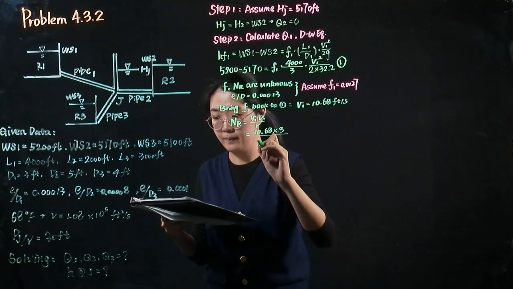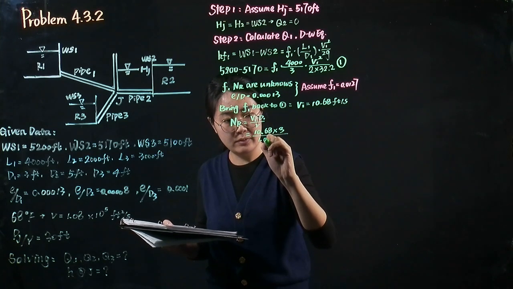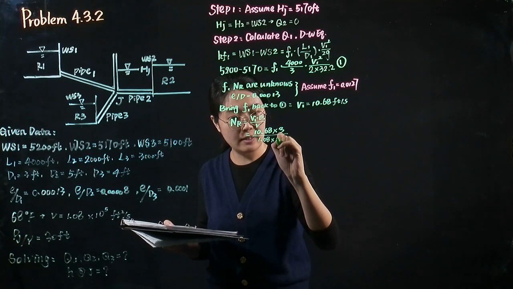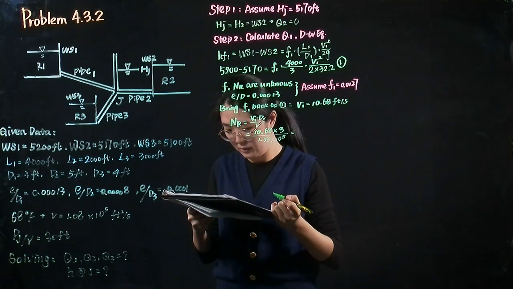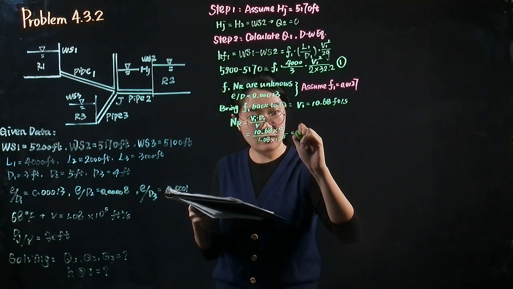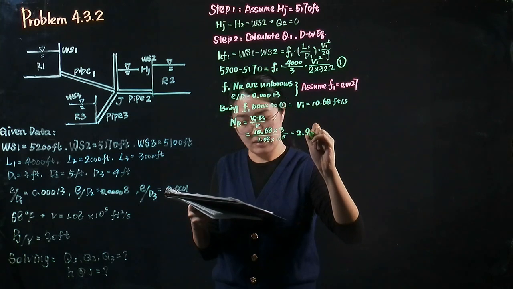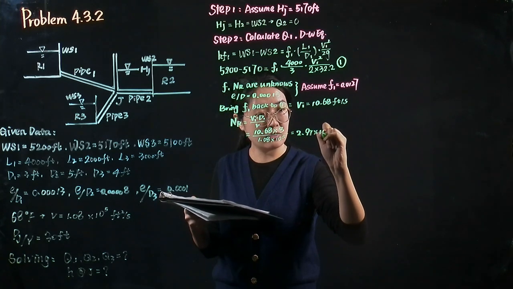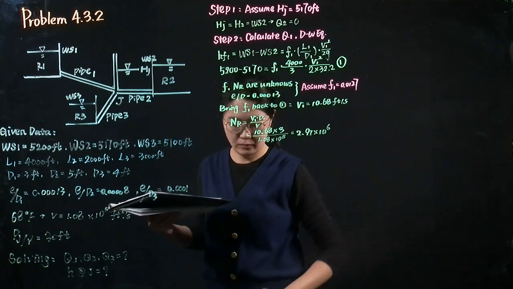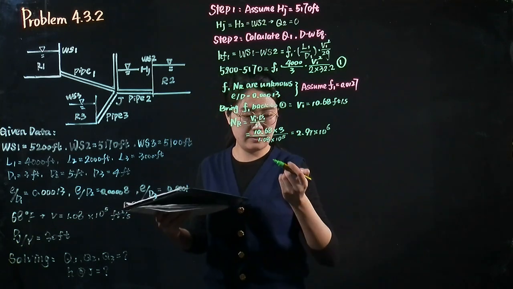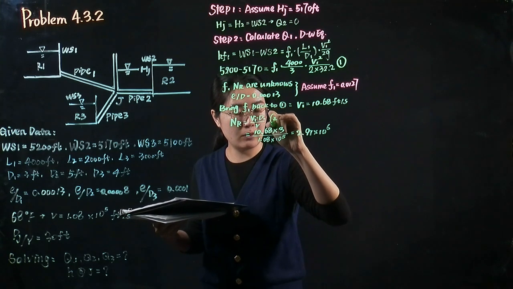so over 1.08 times 10 to the power of 5. It equals 2.97 times 10 to the power of 6. We call the equation to calculate Reynolds number equation 2.